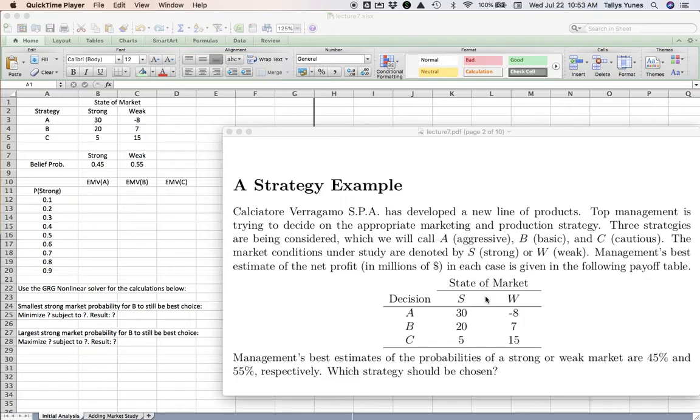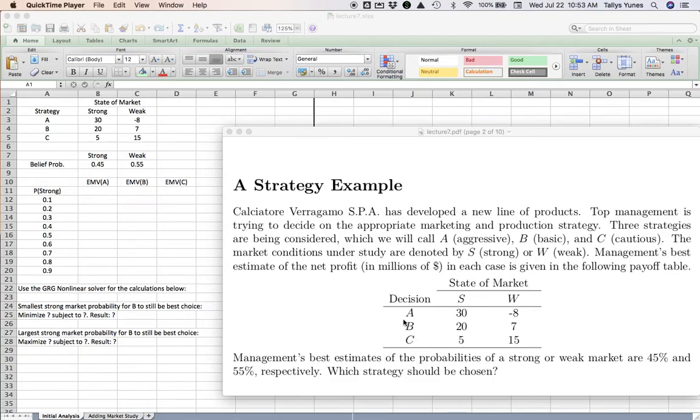Also in their market research, management has come up with some best estimates for how likely they think the market is to react one way or another, strong versus weak, and these probabilities are 45% chance of a strong market and 55% chance of a weak market.